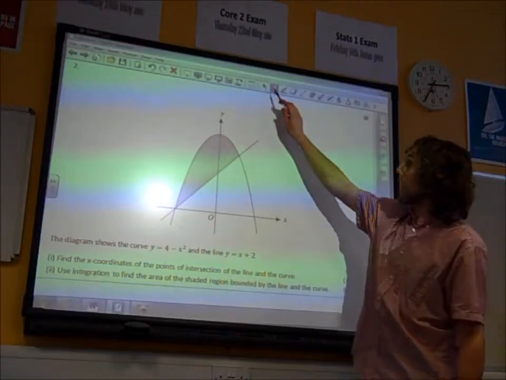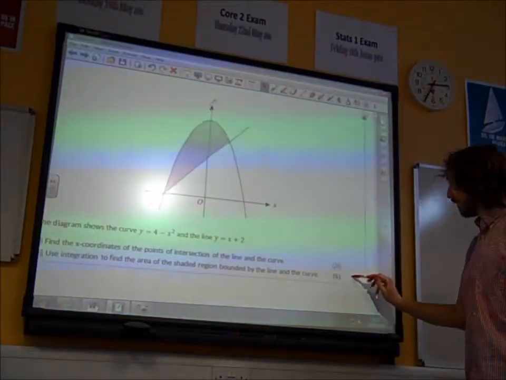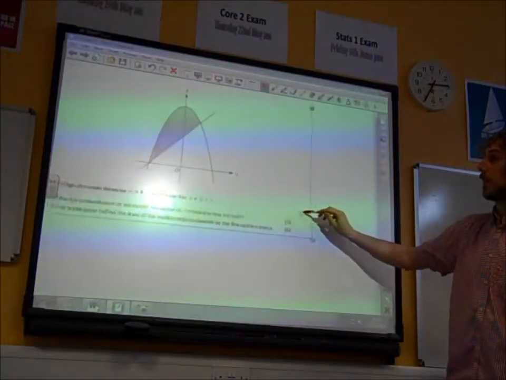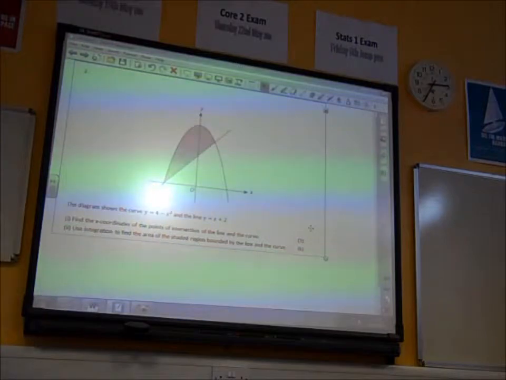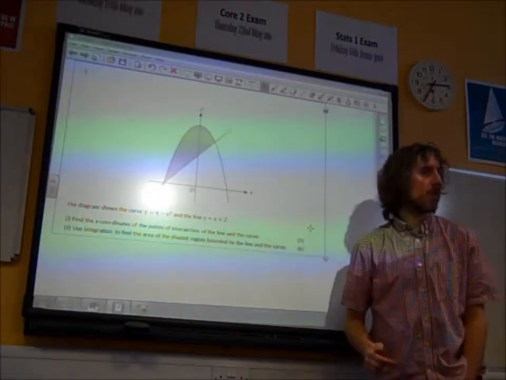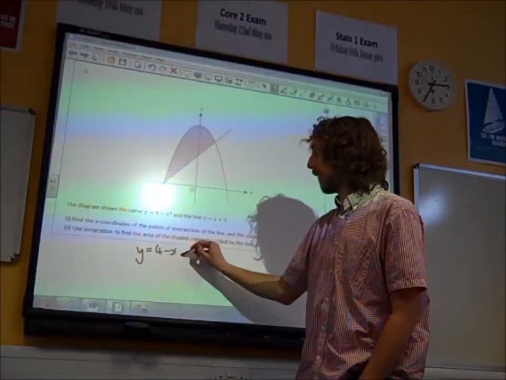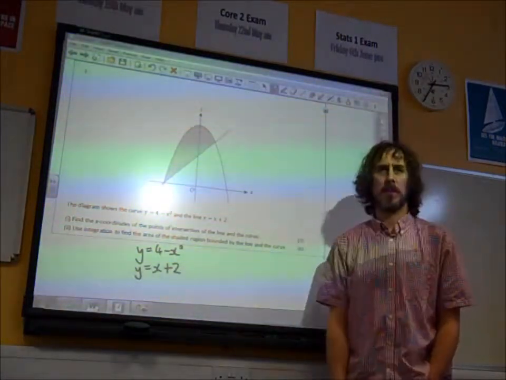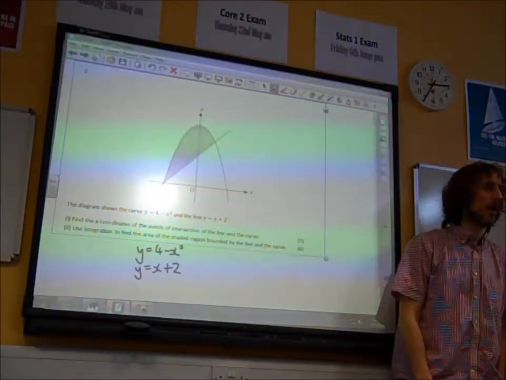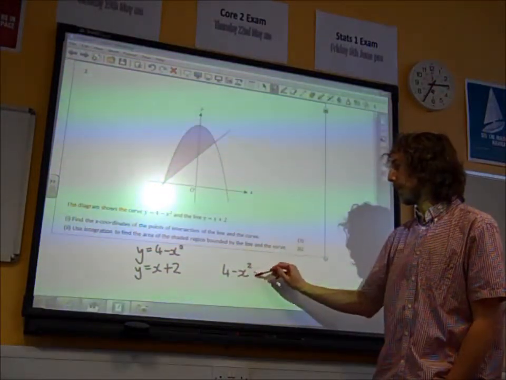The second question, more serious integration this time, for 9 marks here. The diagram shows y equals 4 minus x squared and the line y equals x plus 2. Find the coordinates of the points of intersection. Well, notice how we're just doing a bit of Core 1 stuff here. To find the point of intersection, we're doing simultaneous equations, aren't we? And we're going to equate the y values. So 4 minus x squared equals x plus 2.